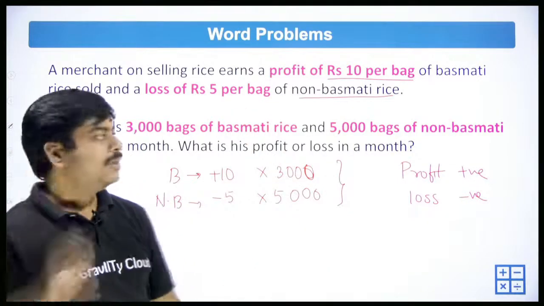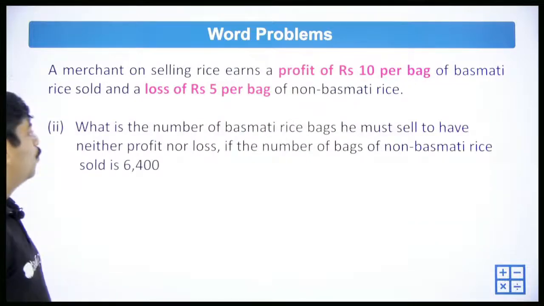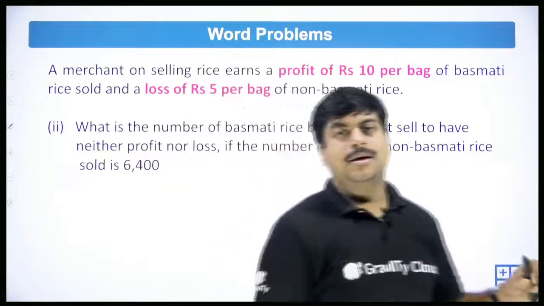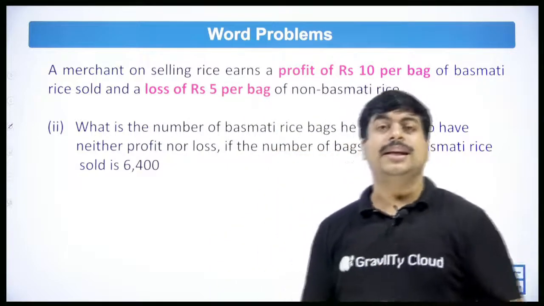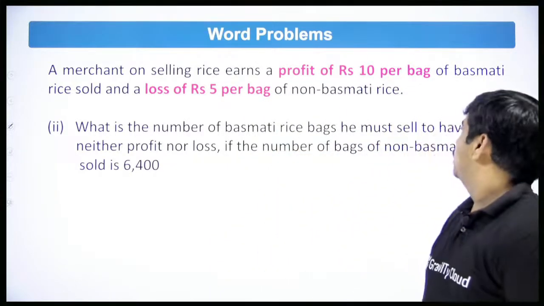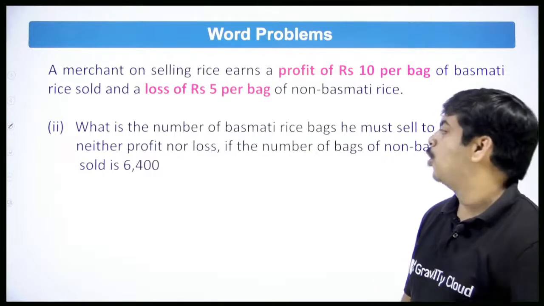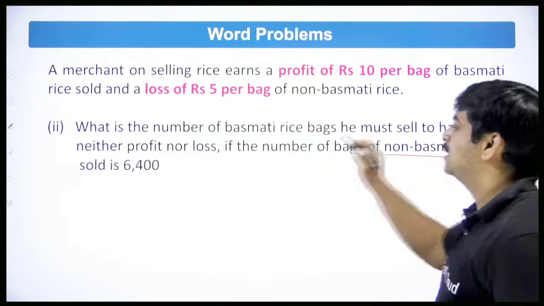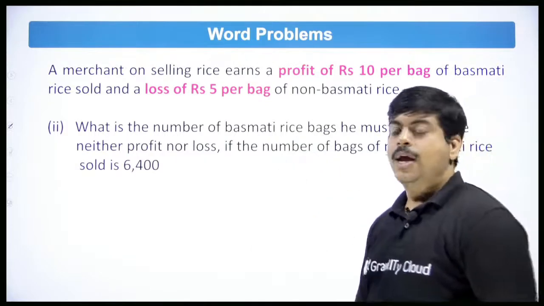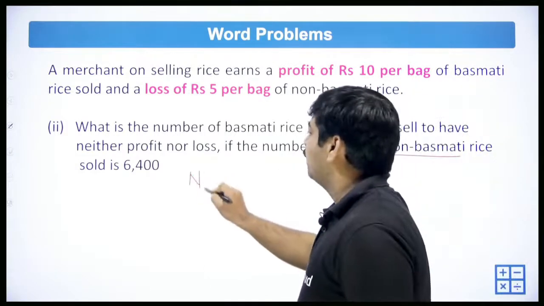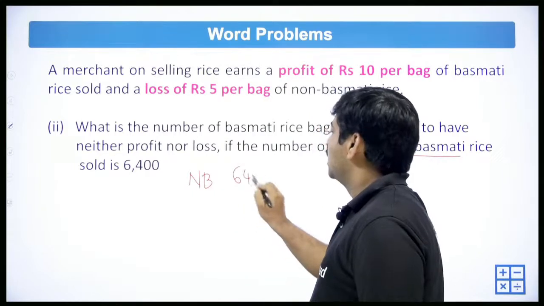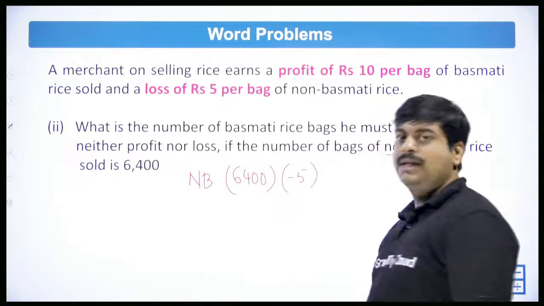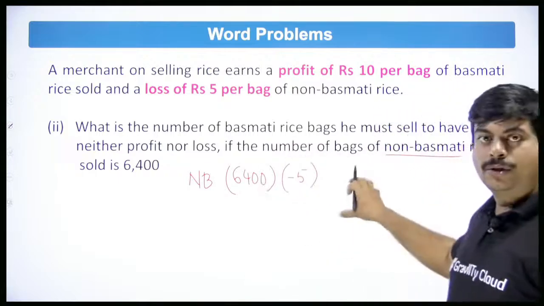Right. So one more question here. What is the number of basmati rice bags he must sell? So now we need to find the number of basmati bags he has to sell to have neither profit nor loss, if the number of bags of non-basmati rice is 6,400. For non-basmati rice, you're having 6,400 bags, and for every bag you're getting a loss of minus 5 rupees. So you know how much this amount is.